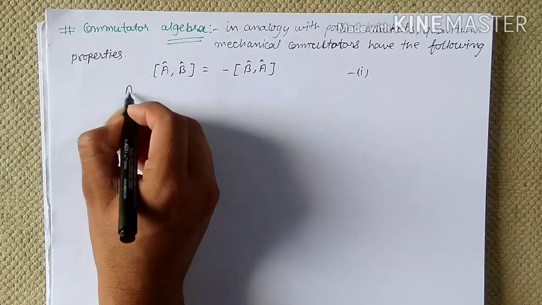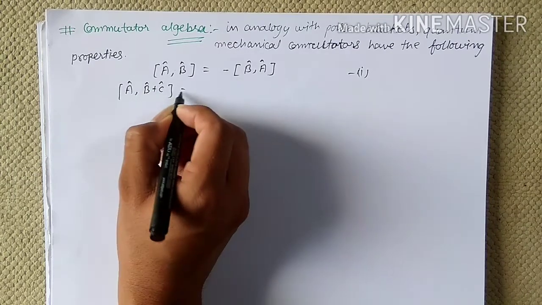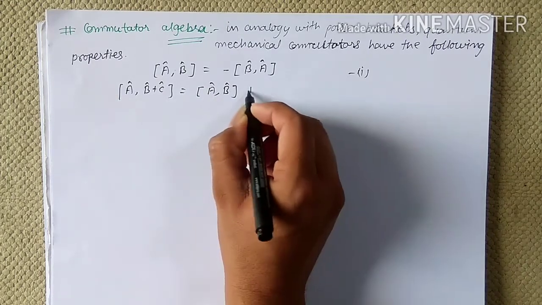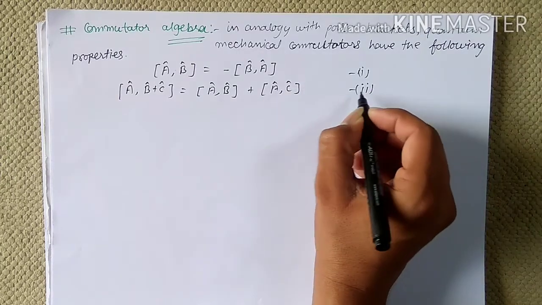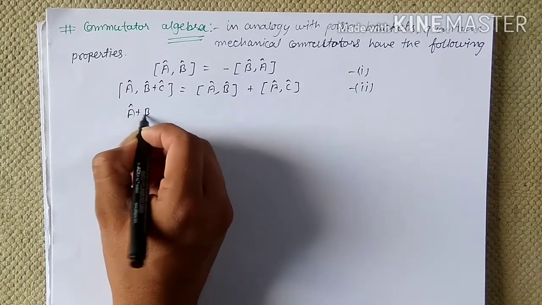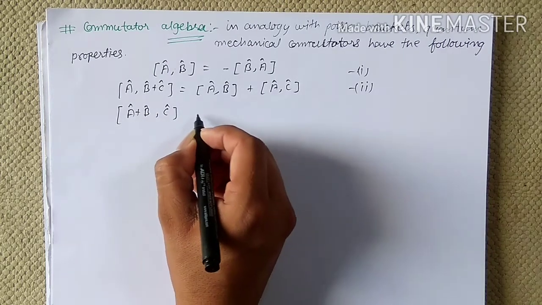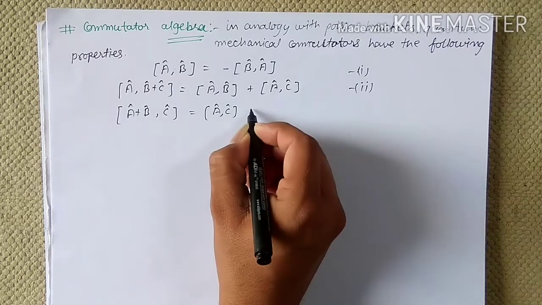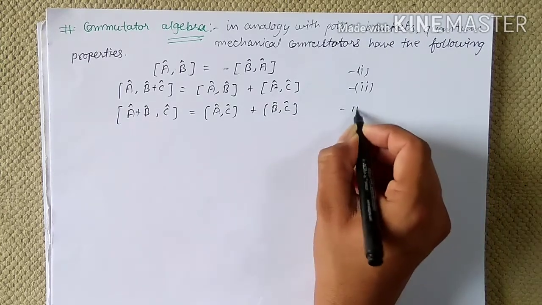Second one is commutator of A cap, B cap plus C cap is equal to commutator of A cap and B cap plus commutator of A cap and C cap. Equation two. Third is commutator of A cap plus B cap, comma C cap, is equal to commutator of A cap and C cap plus commutator of B cap and C cap.